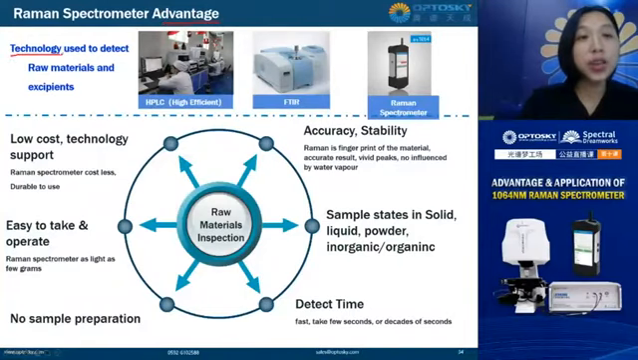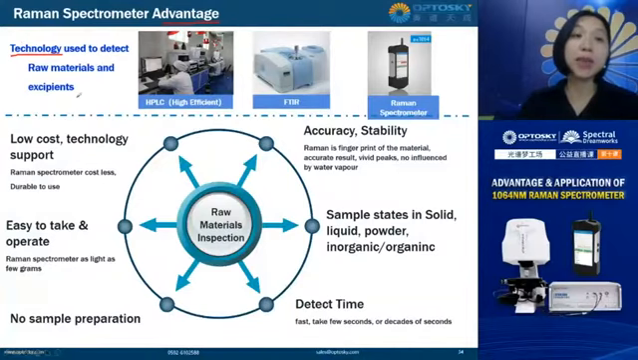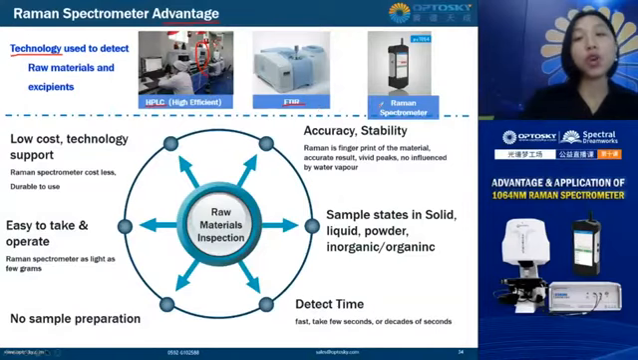Here we introduce 3 technologies to detect raw material and excipients. In a pharmaceutical factory, we not only have a Raman spectrometer, we also have HPLC. And you can see this is HPLC. Usually you can see lines of these instruments lying down, and workers operating them to make an inspection. And we also have FTIR and Raman spectrometers.